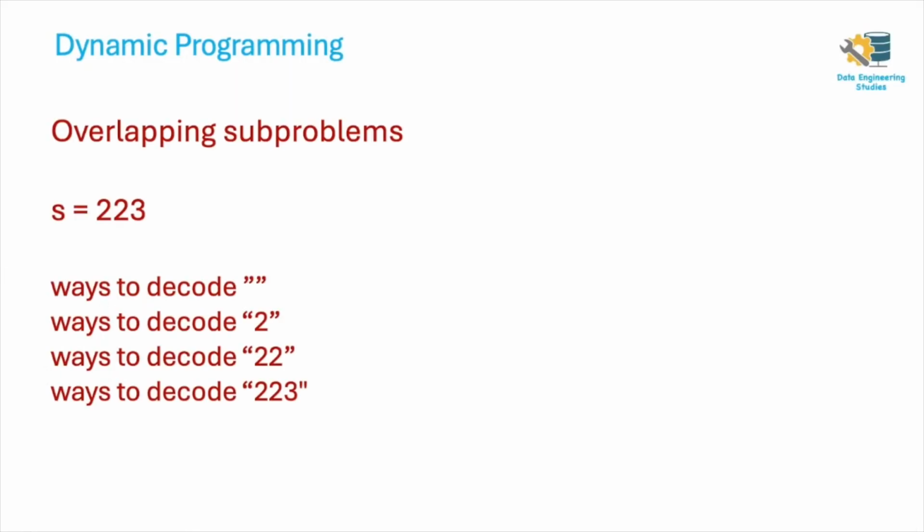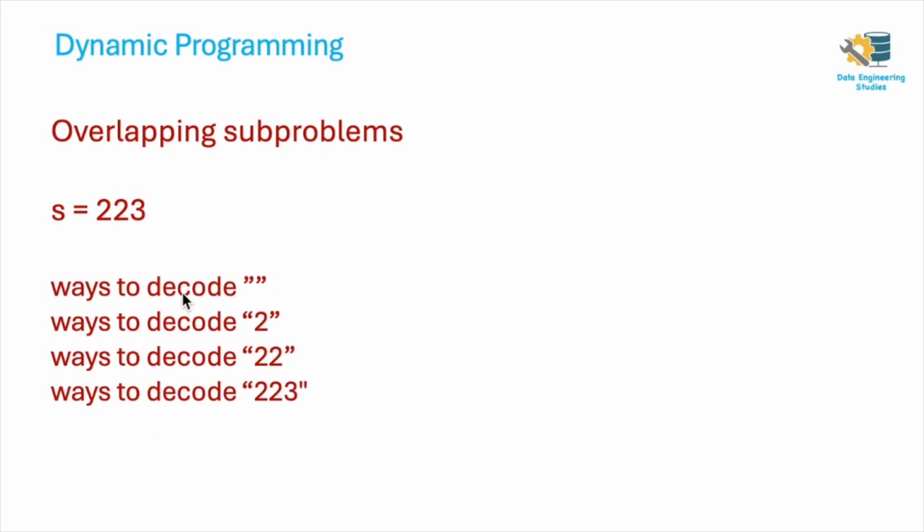We are going to solve this using dynamic programming approach. Why is dynamic programming best suited for this type of problem? That is because we have overlapping subproblems. Let's consider that our string is 223. We are dividing this problem into multiple subproblems. That is, first we will find the ways to decode an empty string. Next we will find the ways to decode the first number. Next we will find the ways to decode the first and the second number. Next we will find the ways to decode the first, second and the third number. In this example, we are dividing the problem into 4 different subproblems.